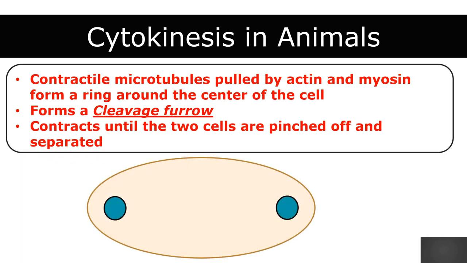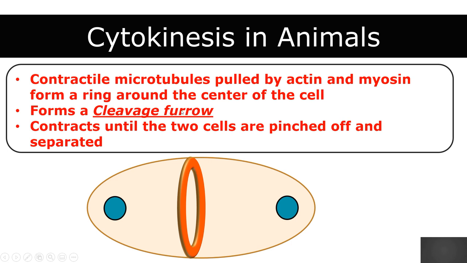So let's say I have my animal cell and I'm at telophase, where my chromosomes are separated on opposite poles. What happens in animals is the formation of a contractile ring that's made of microtubules that's being pulled shut by 2 other proteins called actin and myosin. These microtubules are going to form a ring around the center of the cell. This has a special name. It's called the cleavage furrow.